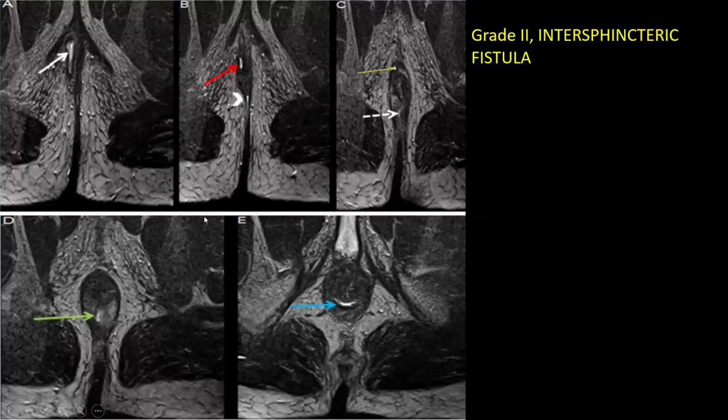What do we have here? Grade 2 intersphincteric fistula. There is one fistula which arises, goes, then you see another fistula arising. So it's very common to see multiple fistulas. The first fistula ends at 12 o'clock internal. The second one is continuing. The second one now ends at 6 o'clock. And both of them are communicating with each other, giving a horseshoe type of fistula.